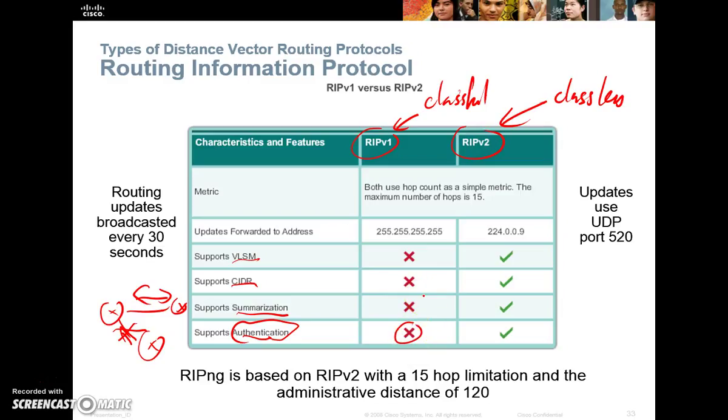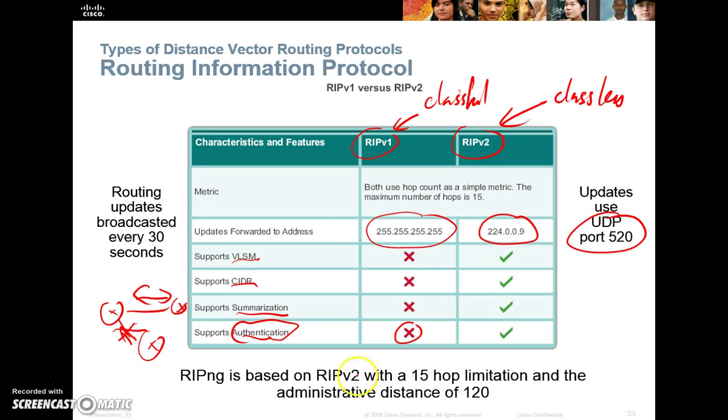Another difference is that RIP version 2 uses a multicast address, while RIP version 1 uses a broadcast address. Both routing protocols use UDP port 520 to send their packets.